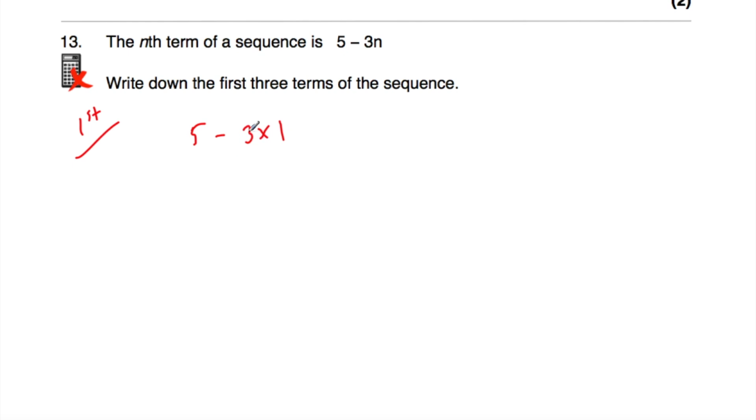3 times 1 is equal to 3. Remember our order of operations, we've got to do the multiplication first. So you're going to do 3 times 1 first. So 5 subtract, and 3 times 1 is equal to 3. And 5 subtract 3 would be equal to 2. So the first term of the sequence is 2.